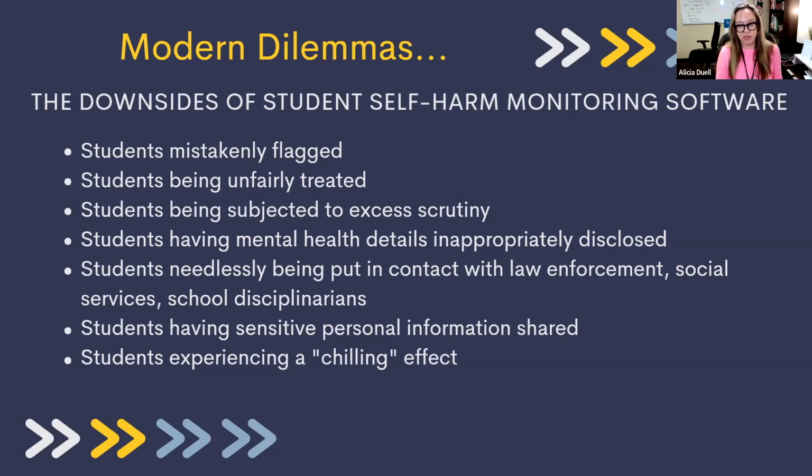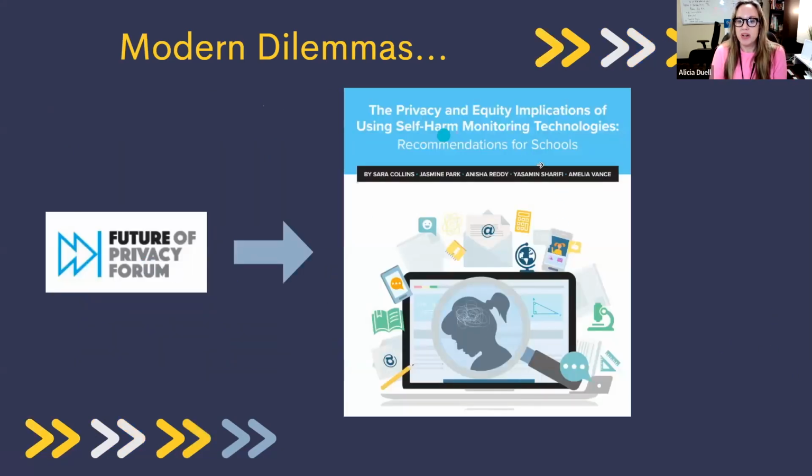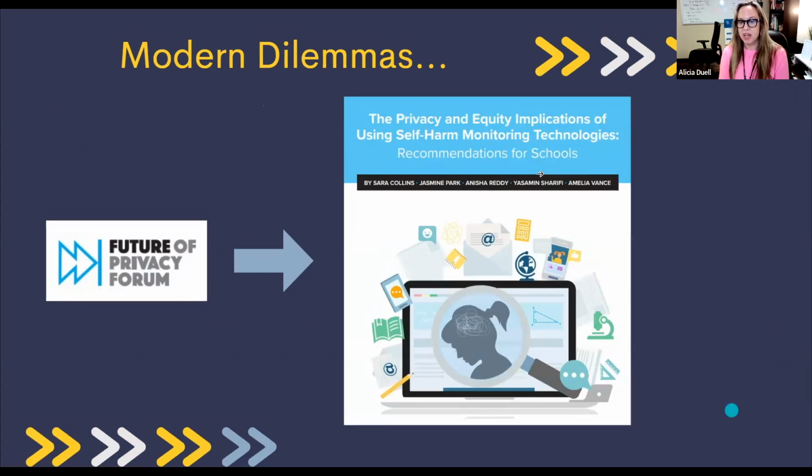Students can have sensitive personal information shared. And students could experience that chilling effect where people stop looking up information that they need or doing things they really need to do because they're afraid of being constantly monitored. The Future of Privacy Forum put out an excellent report called The Privacy and Equity Implications of Using Self-Harm Monitoring Technologies, Recommendations for Schools. Again, this isn't saying don't use them, they're bad. It's that there are some really serious unintended consequences of using these haphazardly. So here are some recommendations for using them safely and appropriately.